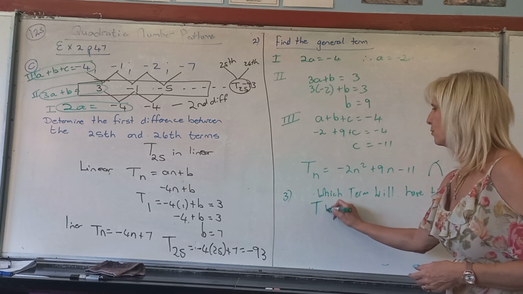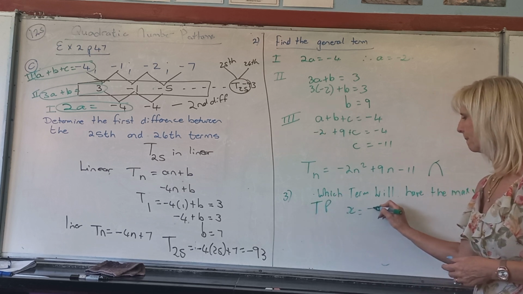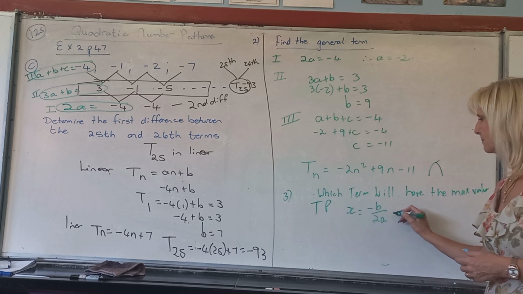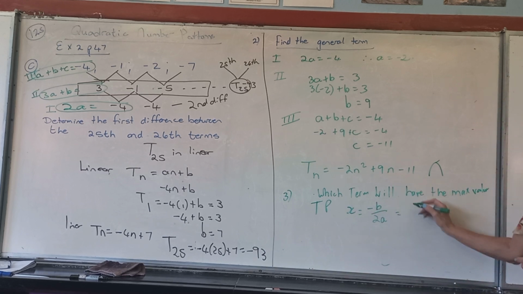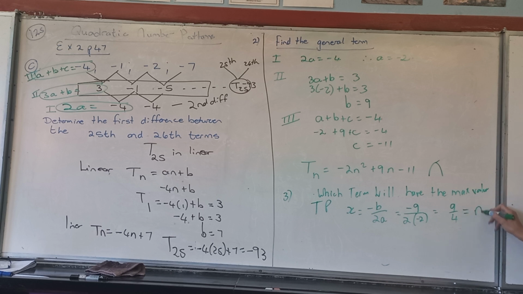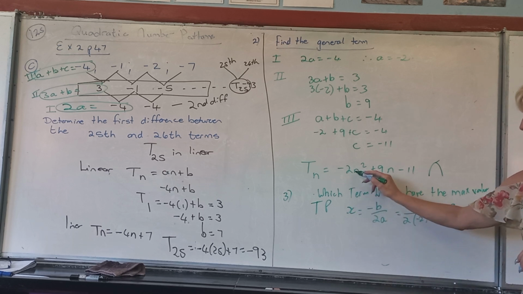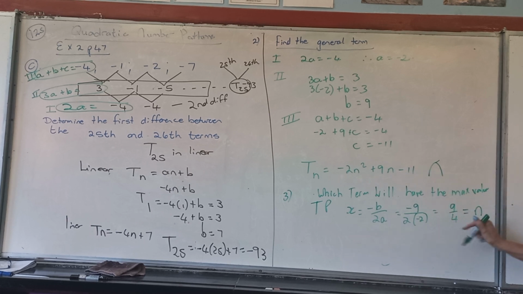So for the turning point formula, that would be minus b over 2a. So the minus b would be negative 9. Right? 2 times a, negative 2. Answer is 9 over 4. I'm done. What did I just find here? The x value is actually the n value. So for term number 9/4, that's a bit of work for me.